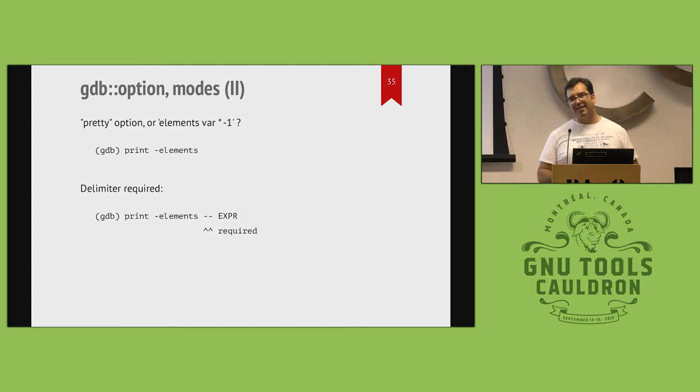It's a little bit annoying at first, you kind of forget it. You do print minus elements and GDB says, I don't know what elements is, don't know this variable. Oh, I forgot the delimiter. But we get used to it.